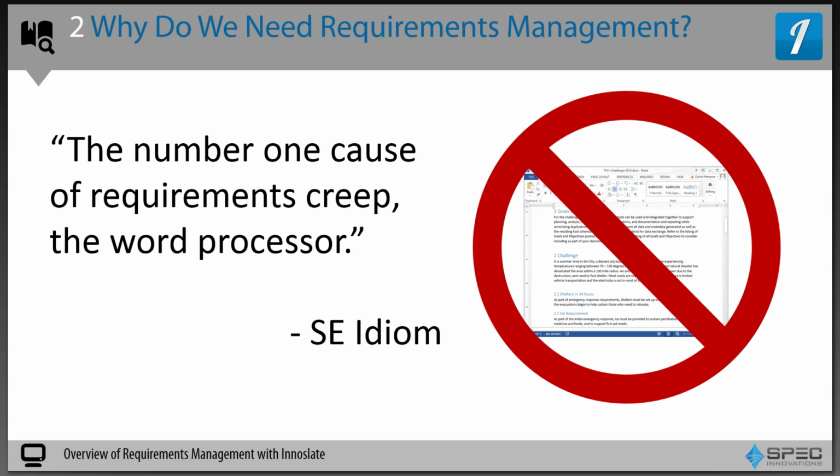So here's a good old idiom that I remember hearing years ago: the number 1 cause of requirements creep was the word processor. And really this was driven by the fact that when requirements had to be written on a typewriter, it was very difficult and time consuming to go back and change them. All of a sudden computers and the word processor came around, and it became infinitely easy to go in and change your requirements. And so there's that old joke that, yes, now with word processors, we have more requirements creep.